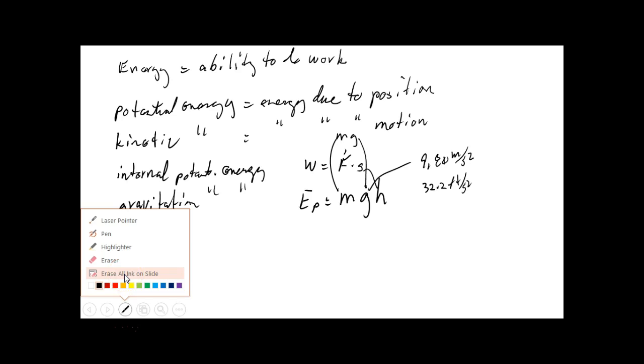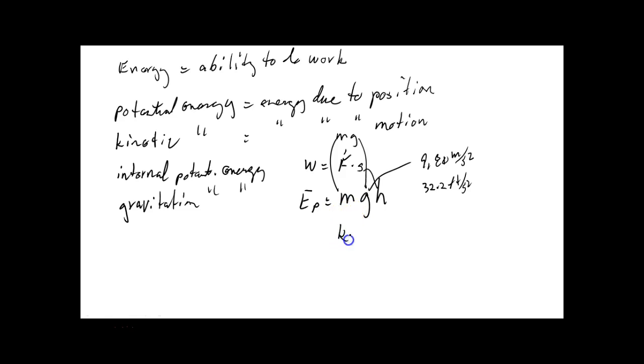And the units, by the way, are the same. The units are kilogram, meters per second squared, times meter, which is kilogram meter squared per second squared, which is a joule. A joule measures work, a joule measures energy. Now, in the U.S. customary, mg is pounds times feet, and that would be foot-pounds. So potential energy, or any energy, is measured in foot-pounds in the U.S. customary, just like work was measured in foot-pounds.